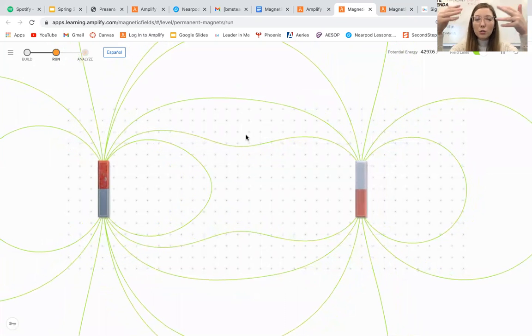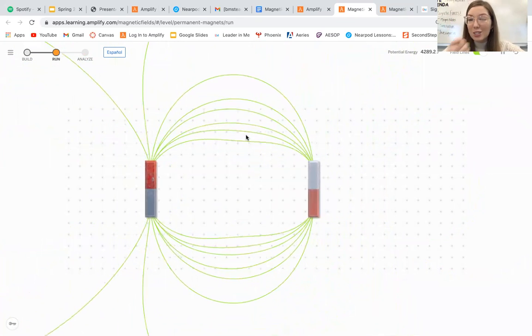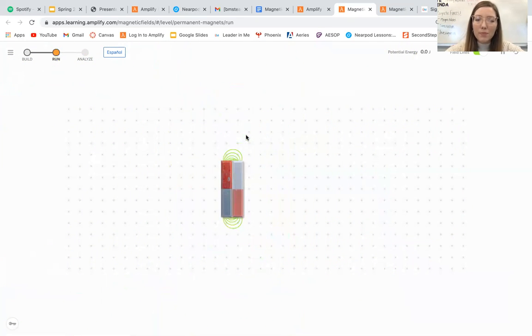And as they get closer and closer, they're going to start moving faster and faster because the field lines are getting stronger. They're getting more concentrated, and now they're combined. That's an example of how those magnetic field lines are weaker as the magnets are far apart, but the closer they get, the stronger they get and the faster they go.